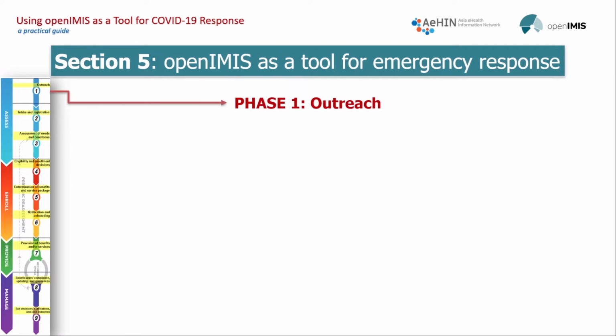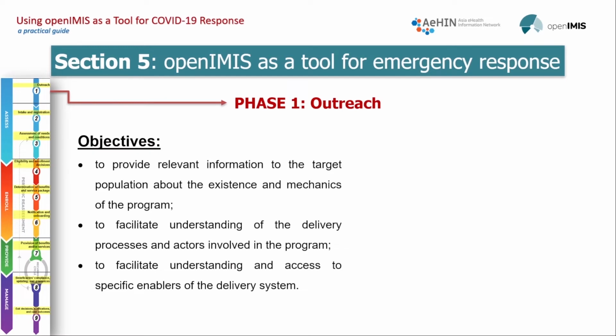The outreach phase of social protection delivery systems answers the question: how do people become aware of a social protection program, its rules and delivery processes? This phase has three main objectives: to provide relevant information to the target population about the existence and mechanics of the program. That is, what is the program all about?